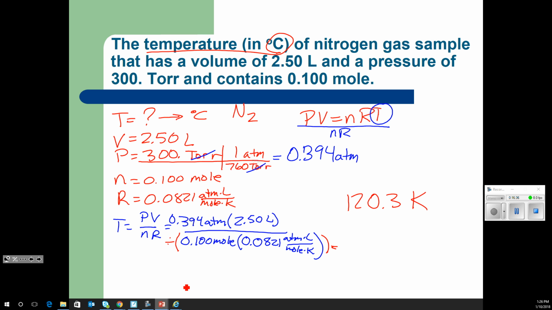120.3, and that's Kelvin. How do I change Kelvin to degrees Celsius? You subtract. Good. Subtract 273.15, and that will give me degrees Celsius. And sorry, my pen is skipping on this far side. So it's going to be a minus, right? It's going to be a negative. What is this degrees Celsius I get?